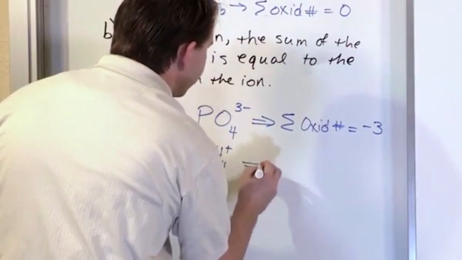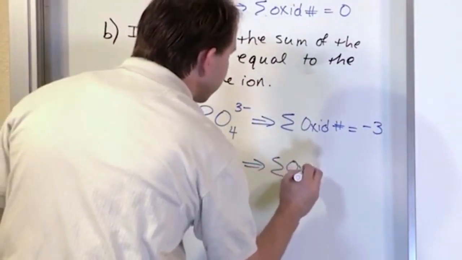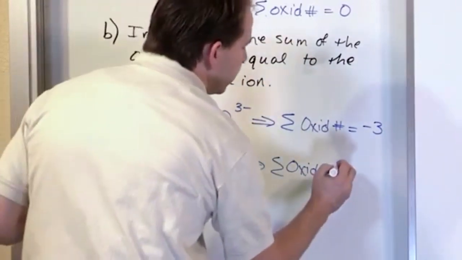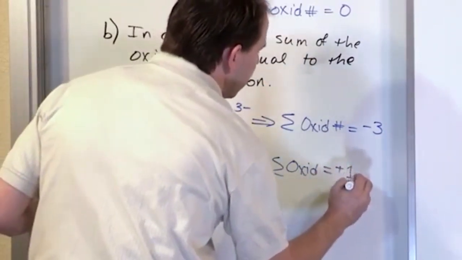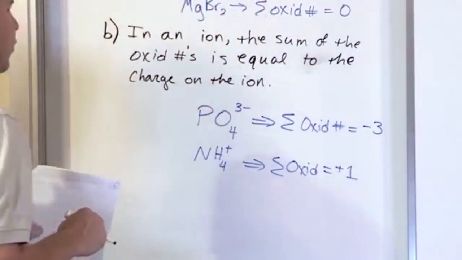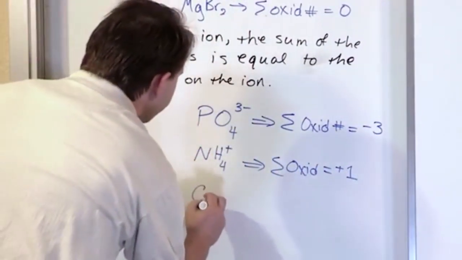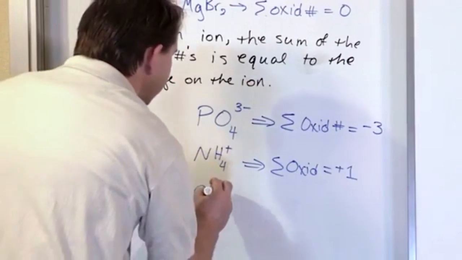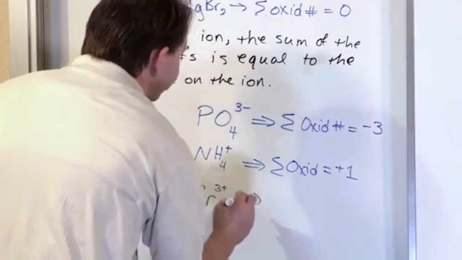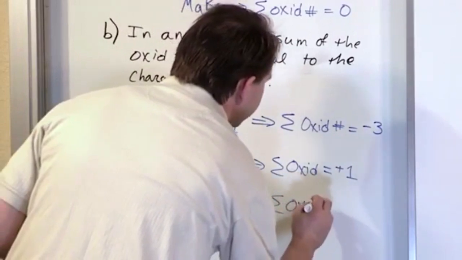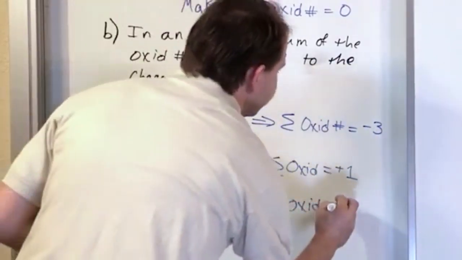What about NH4, the ammonium ion? All right. So again, the sum of the oxidation numbers, in this case, is going to equal +1, because the total charge of this whole ion is +1, so the sum of the oxidation numbers is going to be that. What about a chromium ion? A single atom that has a charge of +3, right? That means the sum of the oxidation numbers is going to equal +3.